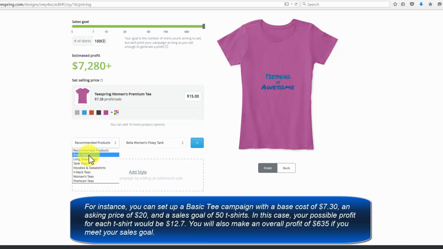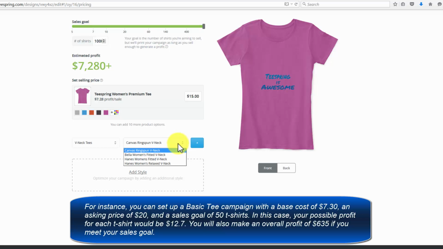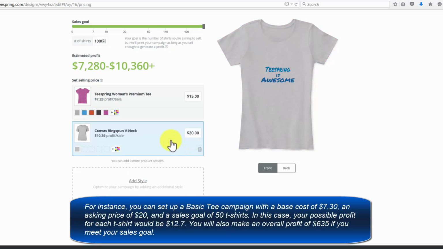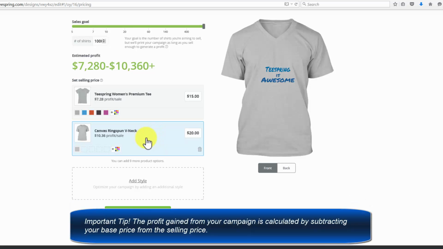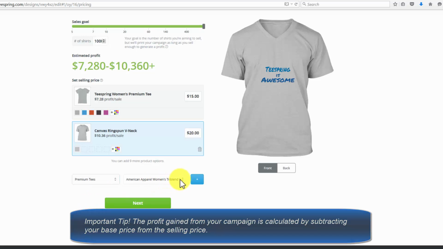For instance, you can set up a basic tee campaign with a base cost of $7.30, an asking price of $20, and a sales goal of 50 t-shirts. In this case, your possible profit for each t-shirt would be $12.70. You will also make an overall profit of $635 if you meet your sales goal. Important tip: the profit gained from your campaign is calculated by subtracting your base price from the selling price.